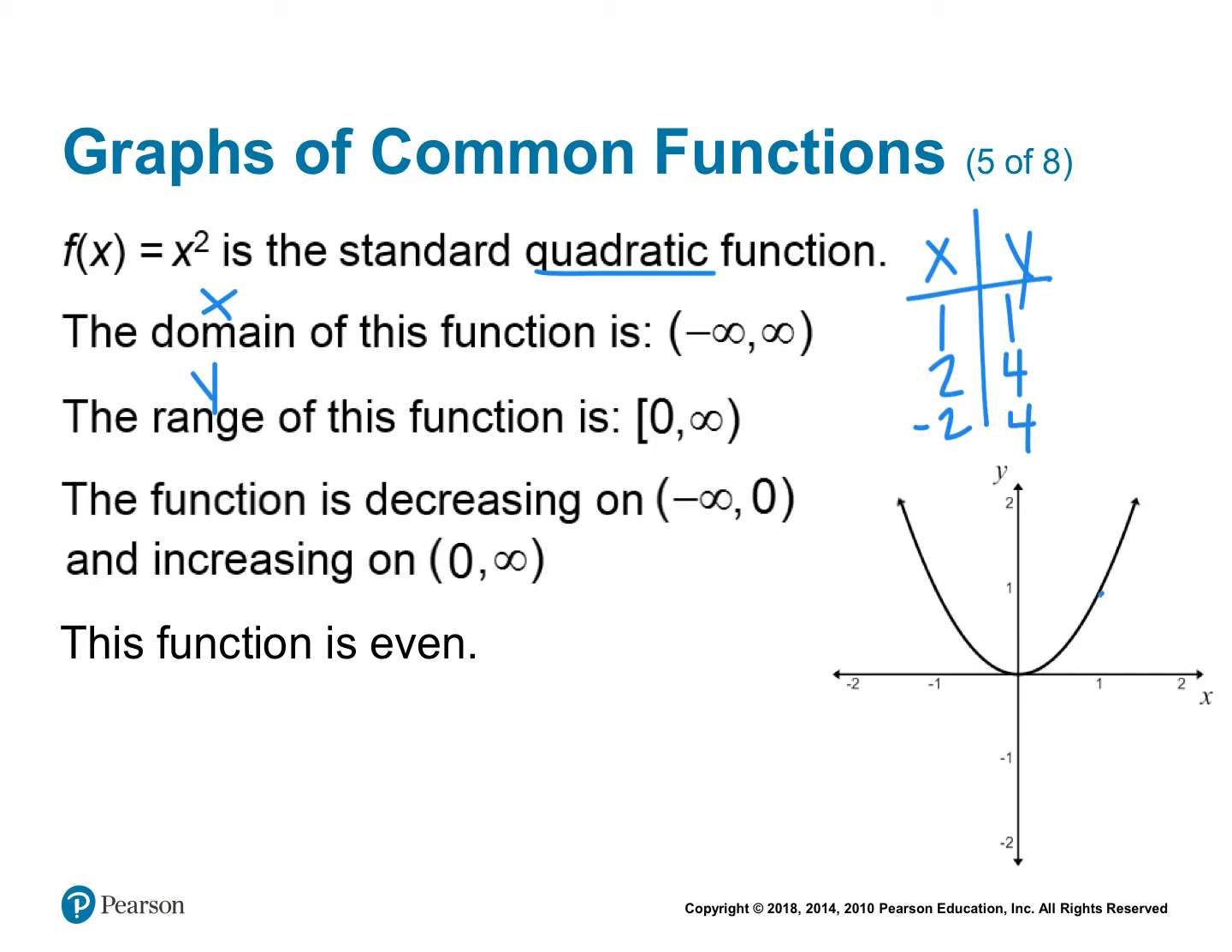So 1, 1 would work. Negative 1 squared is 1. Then you'd have 2, 4, which I can't fit on this graph, and negative 2, 4. So it decreases from negative infinity to 0, and then it increases again once you hit 0. Then it goes upward. And this is also even.